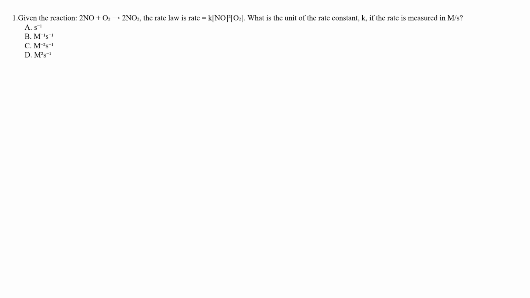First, let's write the rate law and then apply the units. Rate is measured in molar per second and each concentration term is measured in molar units. We can cancel the similar units in the numerator and the denominator and then clean up the equation. The rate constant unit is per molar squared times per second.